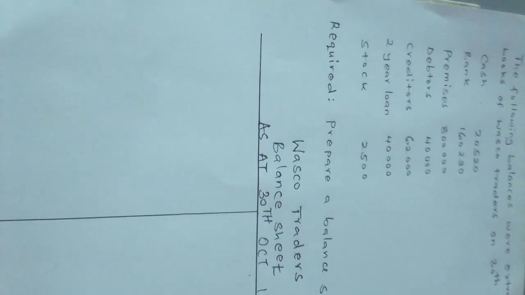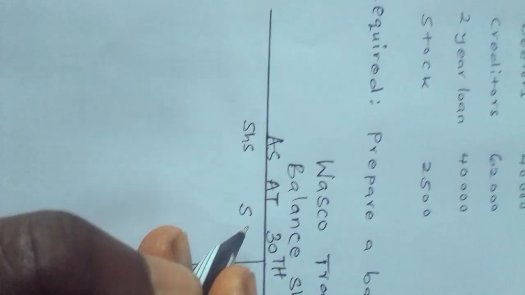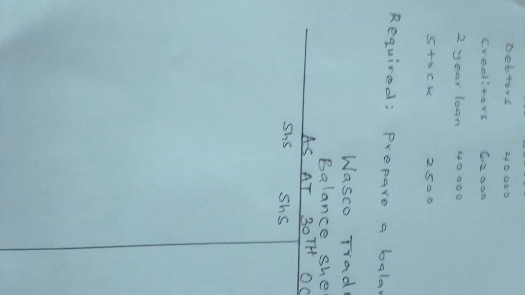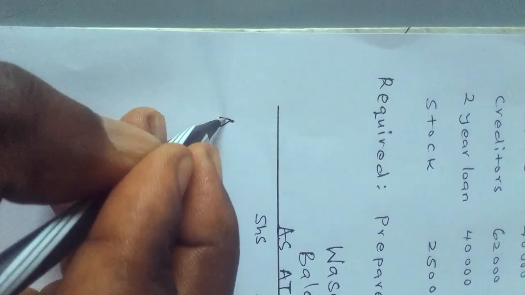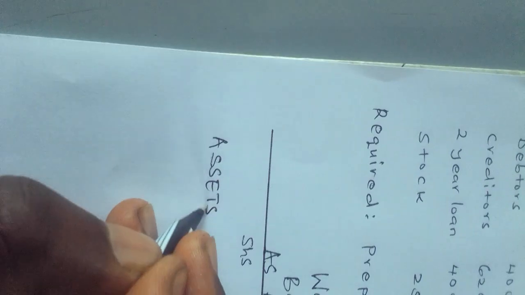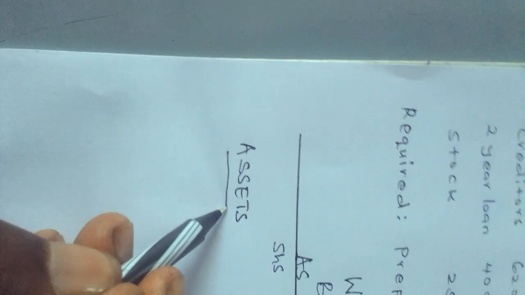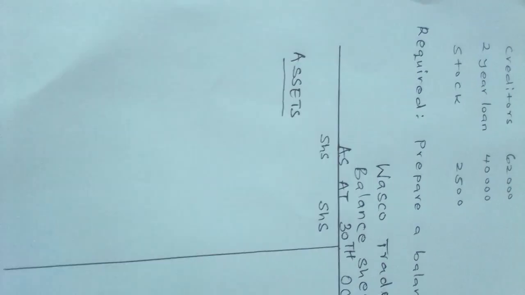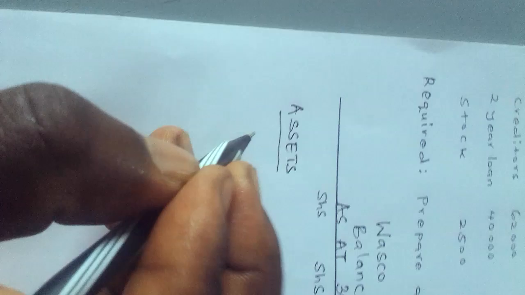Under assets, you now write the fixed assets. You write the fixed assets in that manner, and you underline the fixed assets. Under fixed assets, we have premises. So you are going to write premises here. You start with premises.